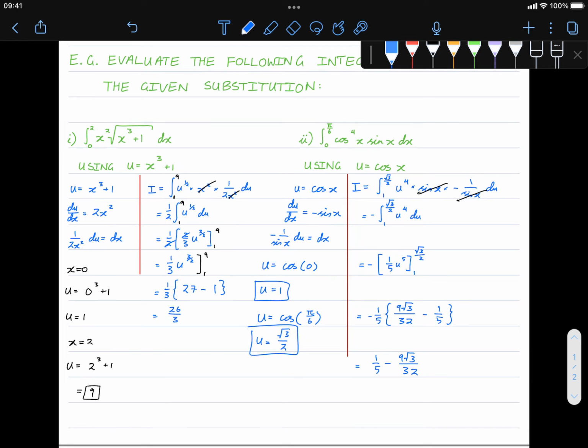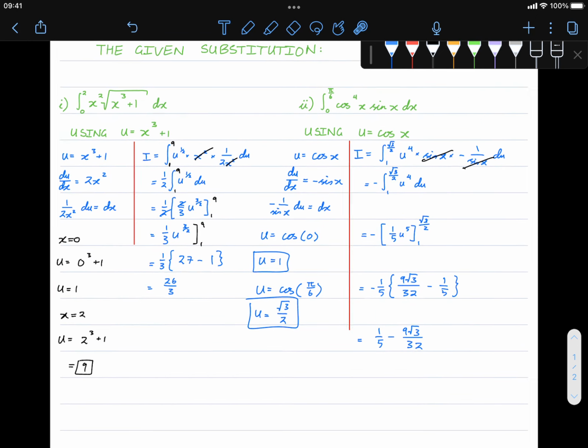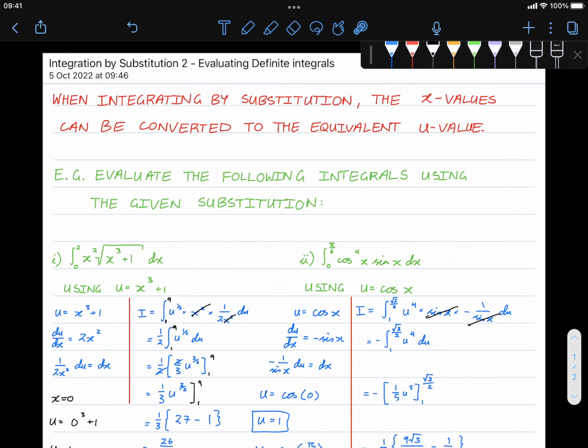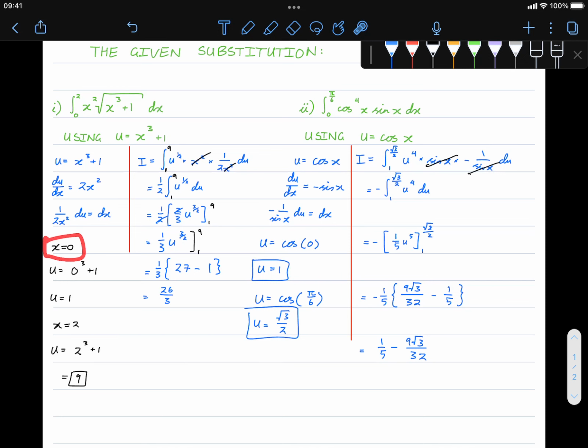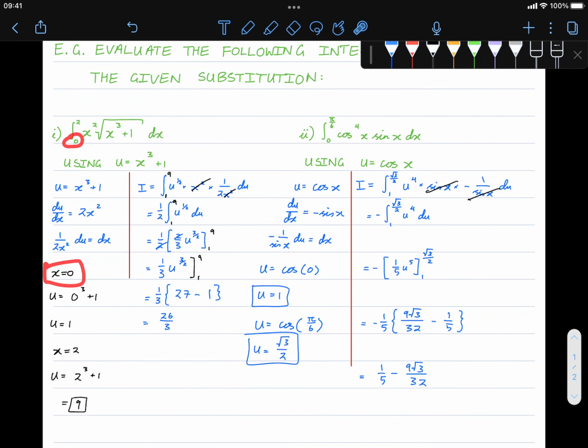Okay, well, I hope that gave you an insight into how we can simplify evaluating different integrals with substitution by changing the x boundaries into the equivalent u values as shown here.